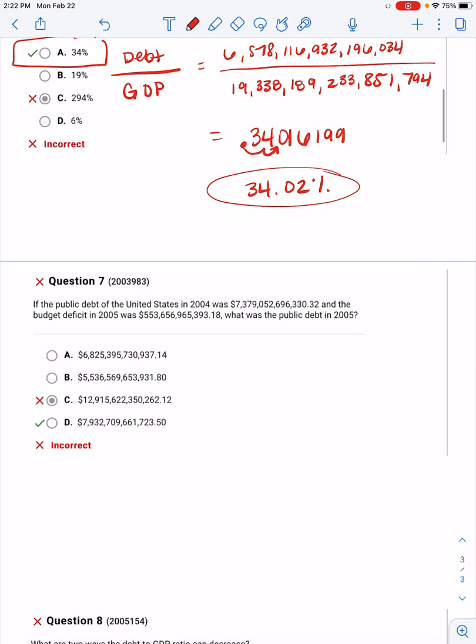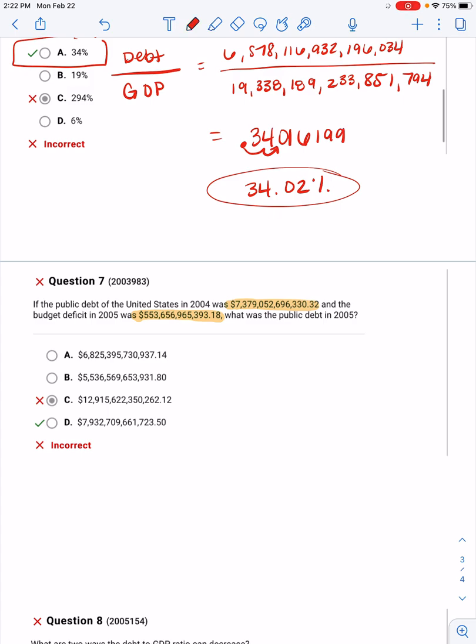Okay, if the public debt of the United States in 2004 was that huge number, so we start again, here's our debt. And the budget deficit is, so they're expecting to go more in debt. That's what they're saying, budget deficit. They're budgeting to go into additional debt. So then what is the public debt in 2005? Okay, so we're just going to add those two numbers together.